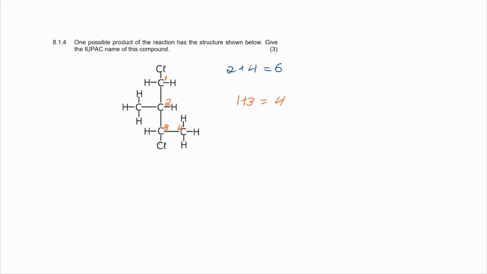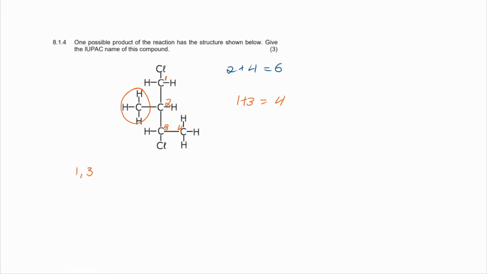Okay, so to name this thing, we have to identify our longest chain, which is 4 carbons. So we know it's going to have the prefix but-, and we are also going to start with chloro. But very important, there are 2 chloros, so it's going to be dichloro. We also have this methyl group over here. Okay, so let's get into it.